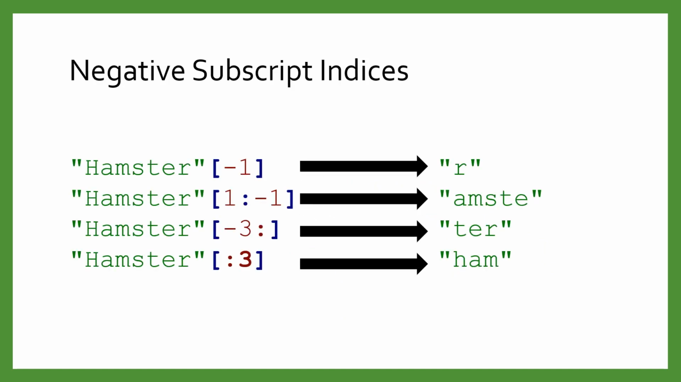If you use negative numbers as subscript indexes, you can work from the back of the list. If you use -1, then you get the last character. You can combine positive and negative numbers in your indexes. To go from the start or the end, simply leave the number missing.